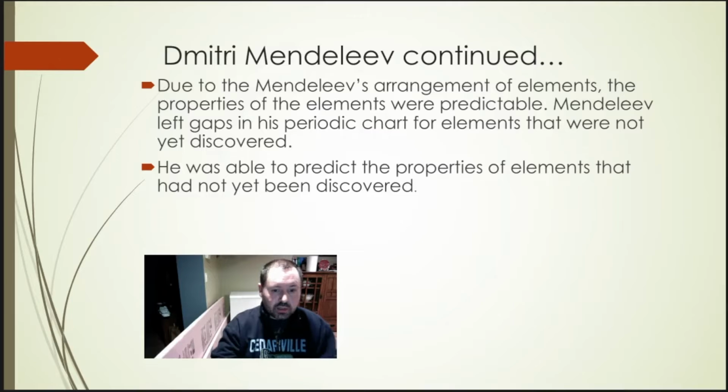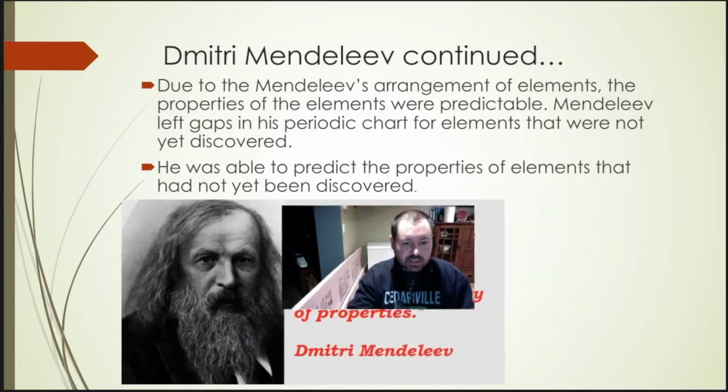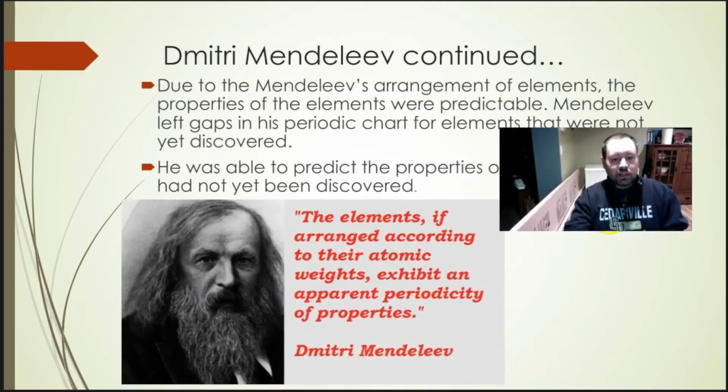He was able to predict the properties of elements that had not yet been discovered. So imagine this. He's saying there's some elements out there. No one's found them yet, but I'll tell you all about the elements. That was the genius. And he said the elements, if arranged according to their atomic weights, which is the only information he had at the time, exhibit an apparent periodicity of properties.